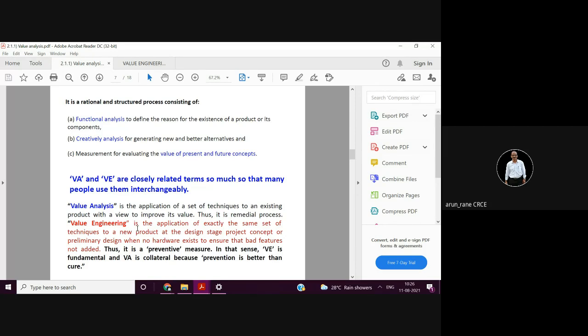And value engineering is when you are devising or launching a new product. At the design stage, you are doing some analysis about the value. That is your value engineering. So value engineering is always for the new product, and value analysis is for the existing product. Value engineering is fundamental, a preventive measure, and value analysis is collateral, because prevention is always better than cure.